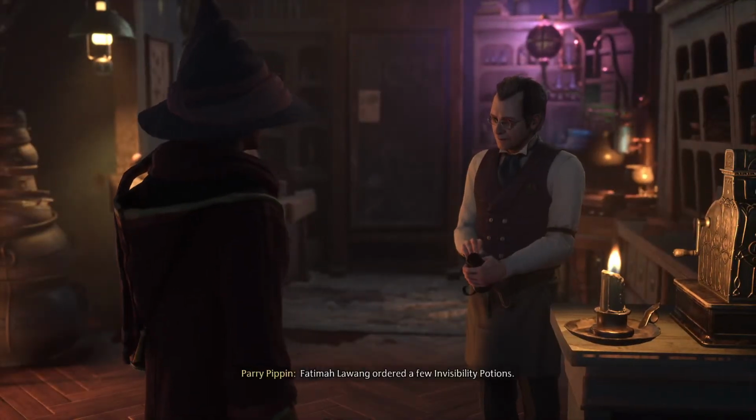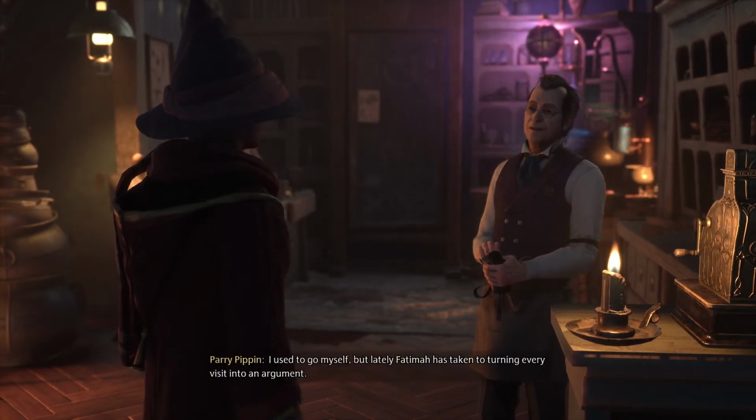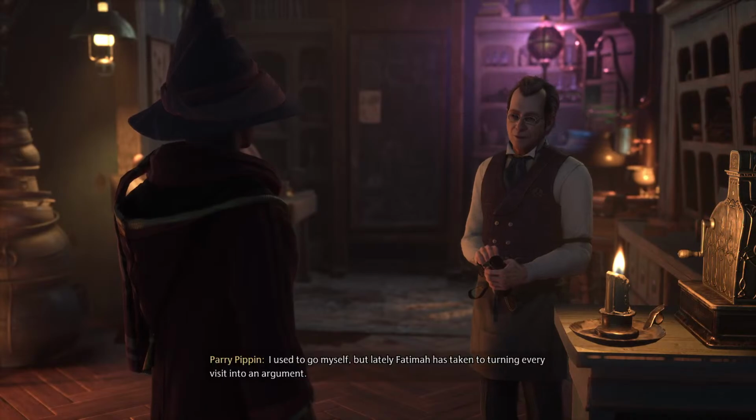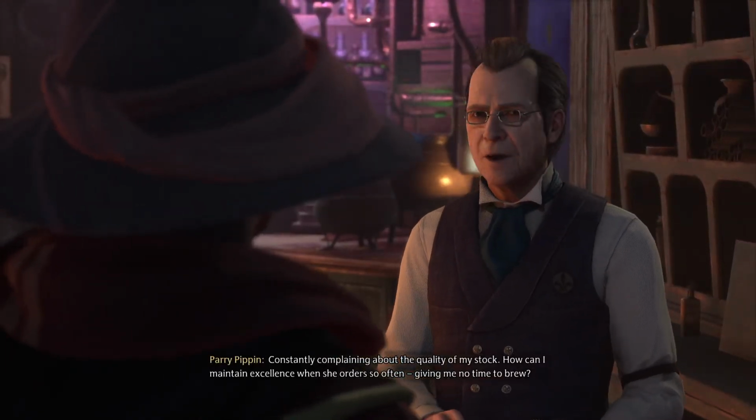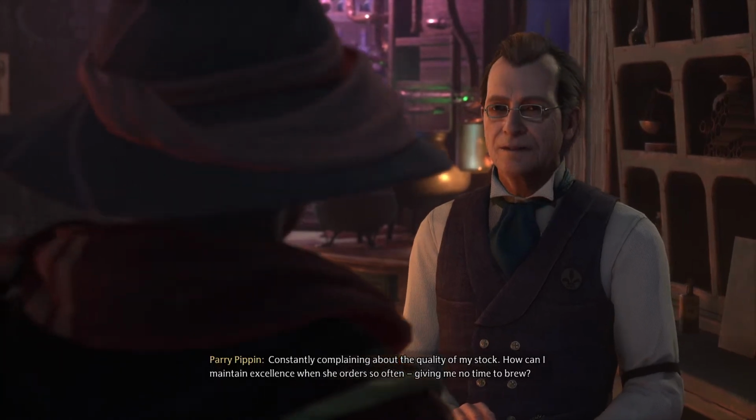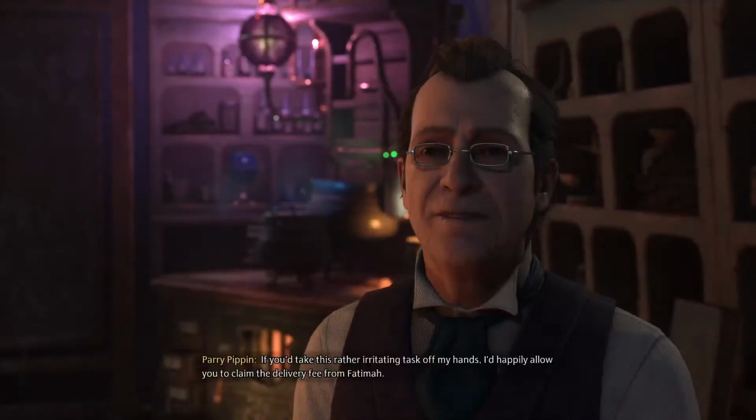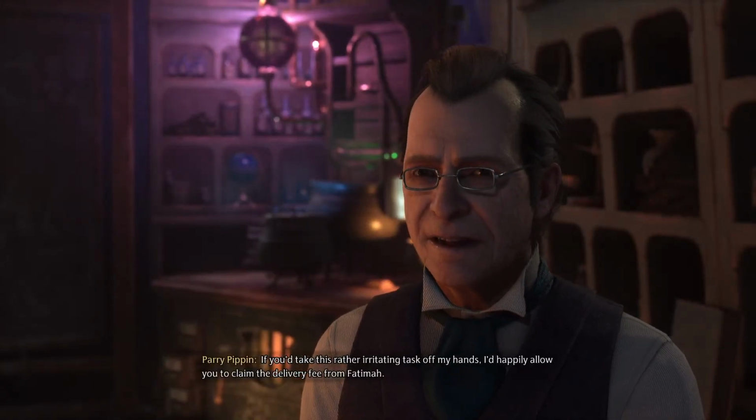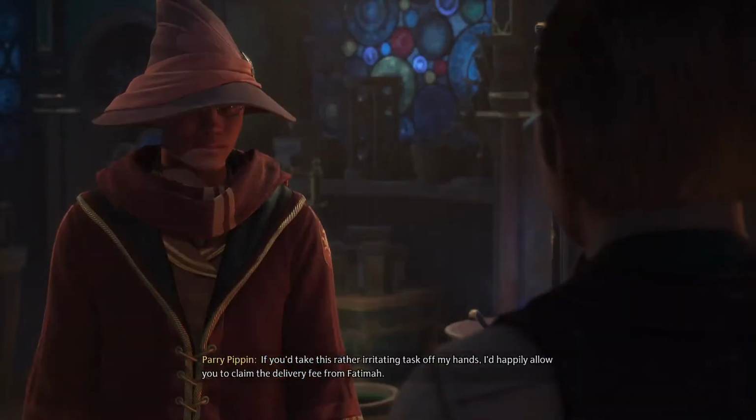Fatima Lawang ordered a few invisibility potions. I used to go myself, but lately Fatima has taken to turning every visit into an argument. Constantly complaining about the quality of my stock. But how can I maintain excellence when she orders so often, giving me no time to brew? If you take this rather irritating task off my hands, I'd happily allow you to claim the delivery fee from Fatima.